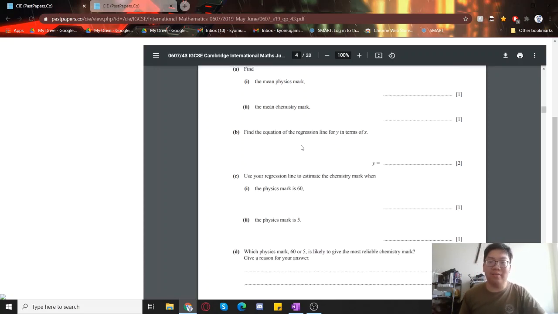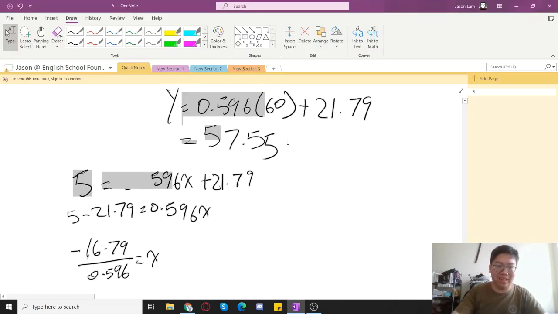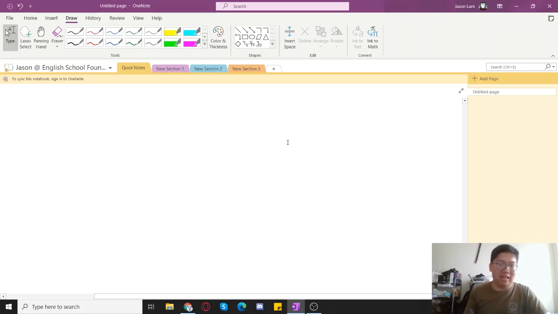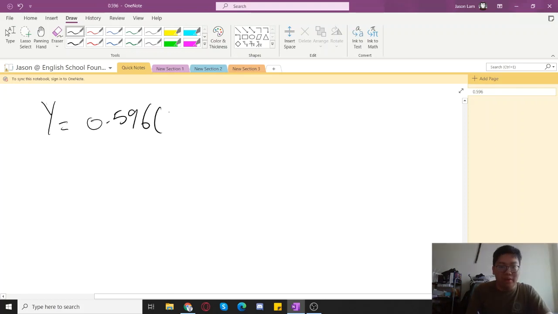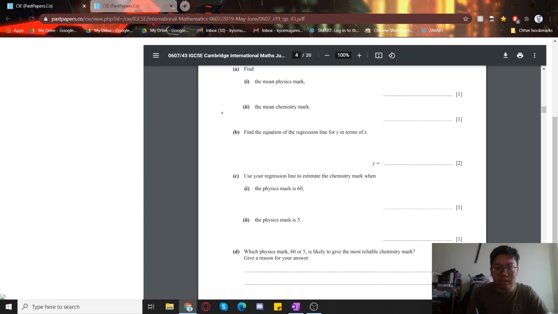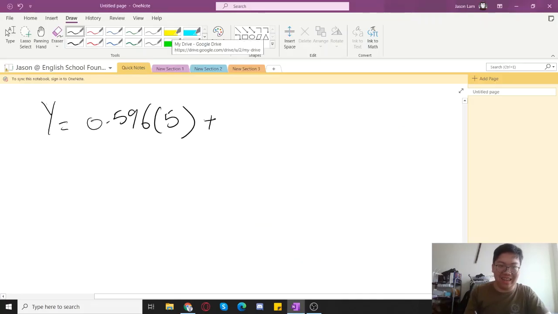Oh, I kept thinking it was the chemistry mark. That's why. Aha! I have been self-bamboozled. Okay, there we go. I'm stupid. Okay, that should be that plus. Yeah, I kept thinking this was the chemistry mark, so that's why I kept putting it in Y, but that's X. Okay, yeah, something like that.